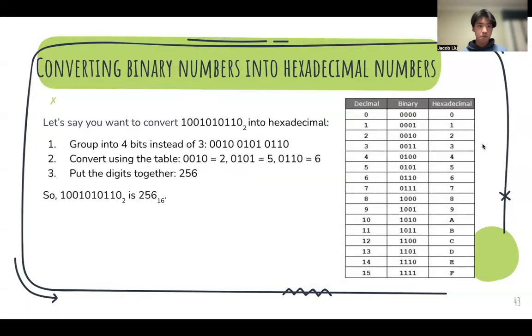So let's show an example. Say you wanted to convert this binary number into hexadecimal. You group it into groups of 4, then you convert each group of 4 into the hexadecimal digit, and then you just smush the digits together. So 1001010110 in binary is 256 in hexadecimal.